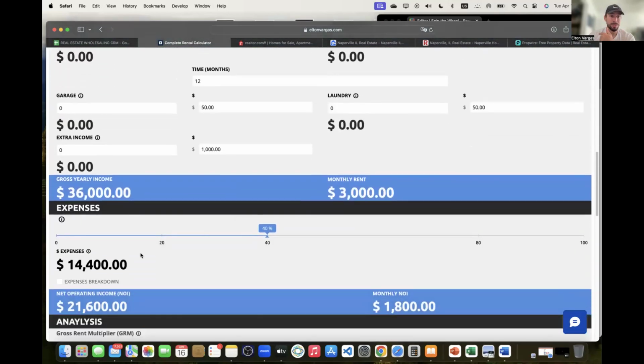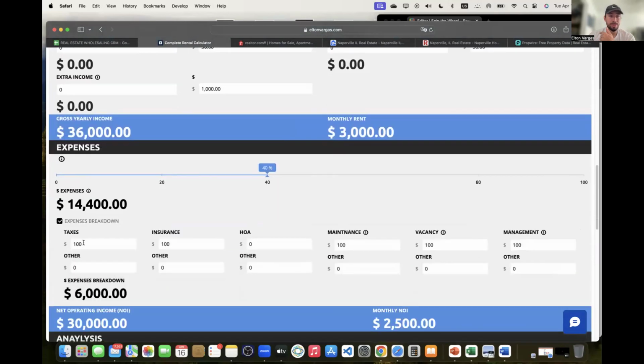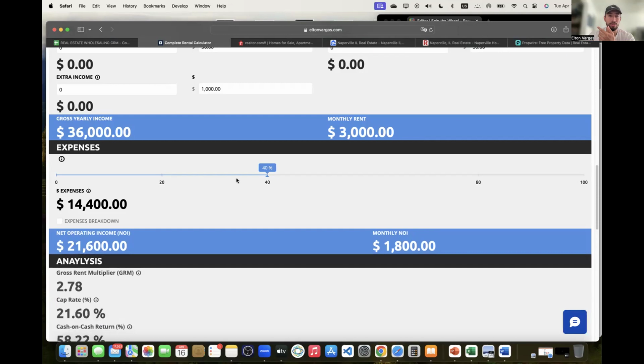Then it's going to be your expenses. Your expenses are going to be broken down into taxes, insurance, HOA if there's any, maintenance, vacancy, management, and anything else that comes into those expenses as well. I can break it down dollar by dollar, so that way it's more accurate. Or I can just go off a specific percentage, which my percentage is 40%, and it gives me what the expenses will be and then what my net operating income will be.